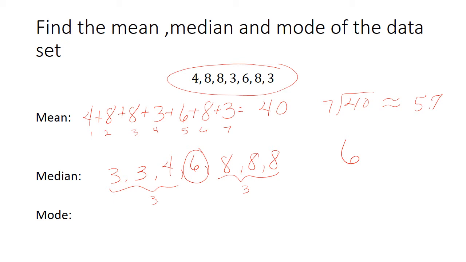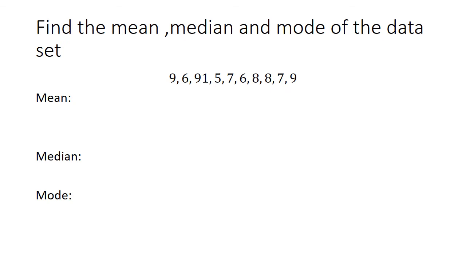Our mode is the one that happens the most often. Now we have two 3s and we have three 8s. So which one happens the most often? 8. So 8 is our mode. So I want you to try this one.